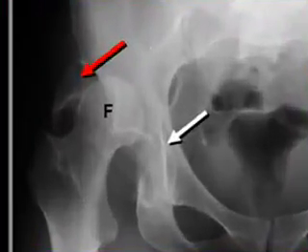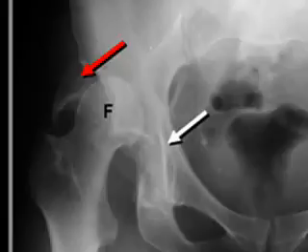This is an example of a posterior rim fracture with a posterior hip dislocation. The red arrow points to the fracture of the posterior rim, the white arrow to the acetabulum, and the F is a label on the femoral head, which is dislocated posteriorly and is situated superior and lateral to its normal position.